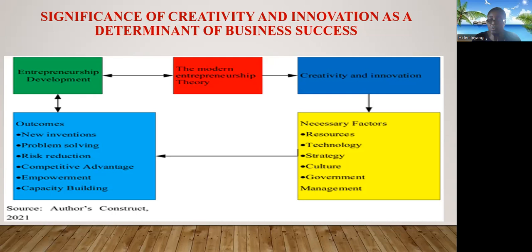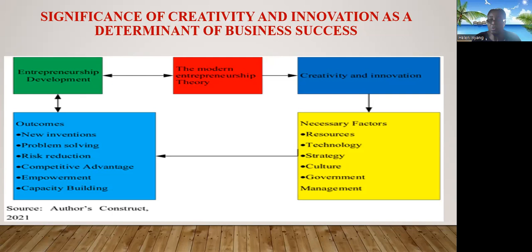They need resources, inputs to work. Also technological factors, strategies, culture, government, management. They need managerial skill. The government policies should also favor them. The culture, the norms and traditions of the society in which the business is located. They also need different strategies to do business. These are the inputs, the resources that they need.